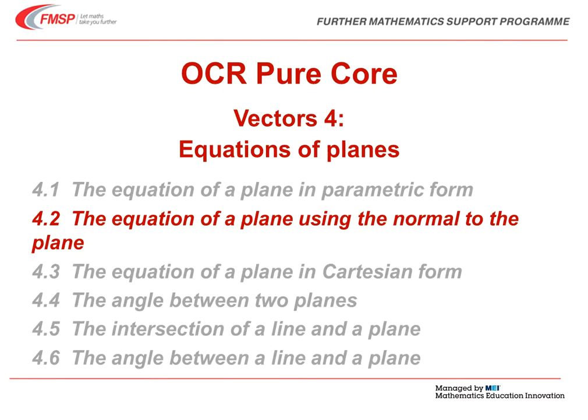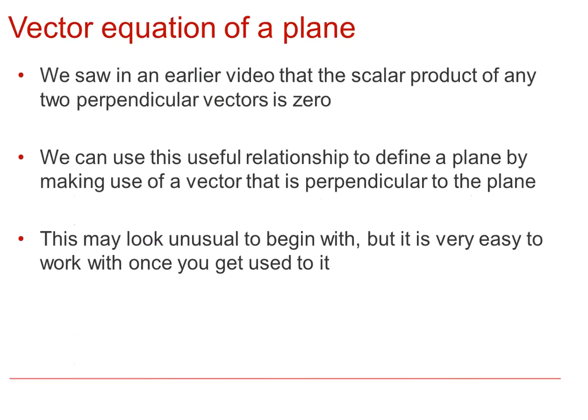Hello, this is the second video of a fourth vector series on equations of planes for OCR Pure Core Further Mathematics. And we will look at the equation of a plane using the normal to the plane. We saw in an earlier video that the scalar product of any two perpendicular vectors is 0. We can use this useful relationship to define a plane by making use of a vector that is perpendicular to the plane.